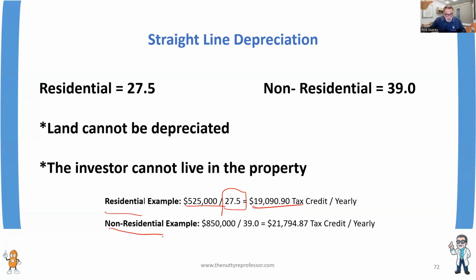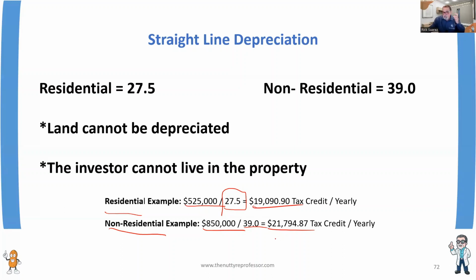Over here in non-residential, commercial, again, if you live in the property, you cannot deduct it. You cannot use straight line depreciation. And as far as IRS is concerned, it is permanent living. They consider that residential. So hotels and motels don't count because it's not permanent living. So in this example, non-residential, a commercial property is $850,000. Again, this is just simple math. 39 years, you get a tax credit of $21,794.87.